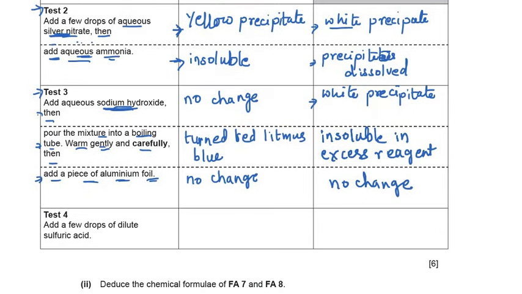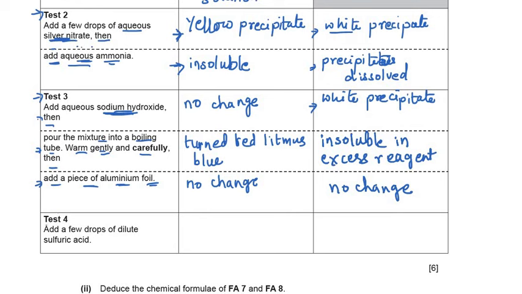Now let's go ahead. What is test 4? Test 4 says add a few drops of dilute sulfuric acid to both FA7 and FA8. When dilute sulfuric acid is added to FA7, there was no change observed. So you can say that the solution remained unchanged, solution remained colorless, or we can write no change, no observation, anything can be written, it's acceptable. But with FA8, it was observed that white precipitate was formed. White precipitate, this time I'm writing in short, but here you can write it in full words.